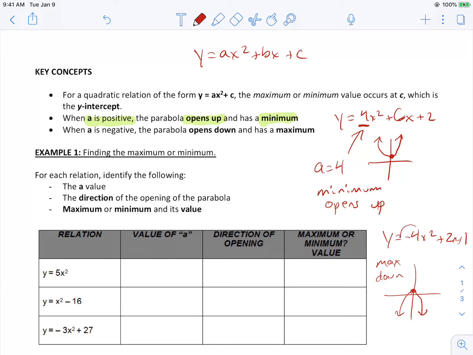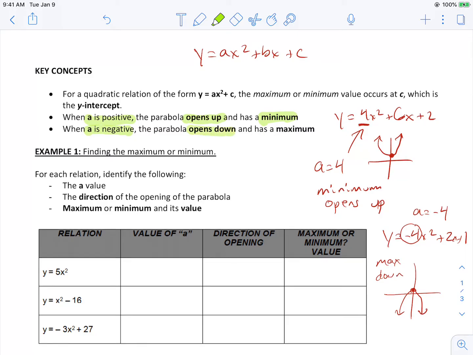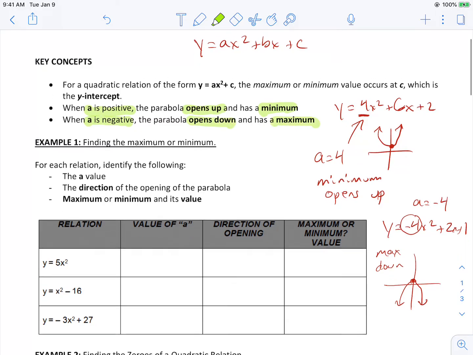How did I know all that? Well, I just have to take a look at this. This is negative. Our a value was negative 4. And I summarized that for you right here. Our a value is negative. Our parabola is going to open down, which means it has a maximum.